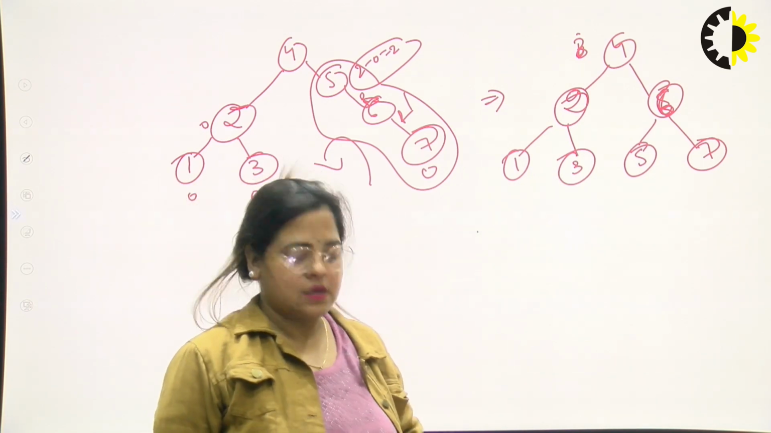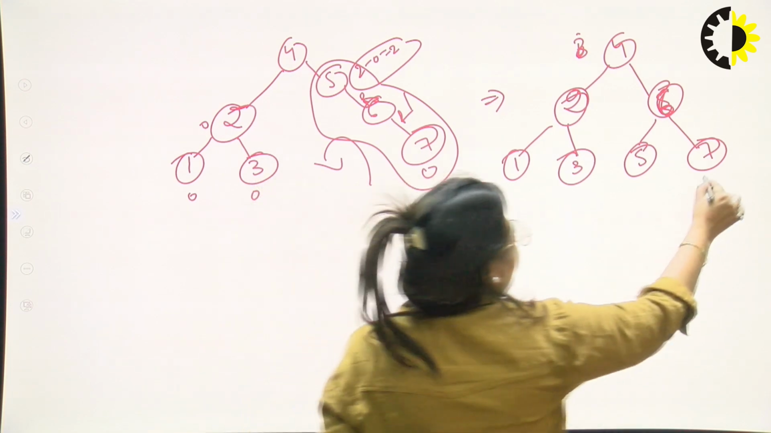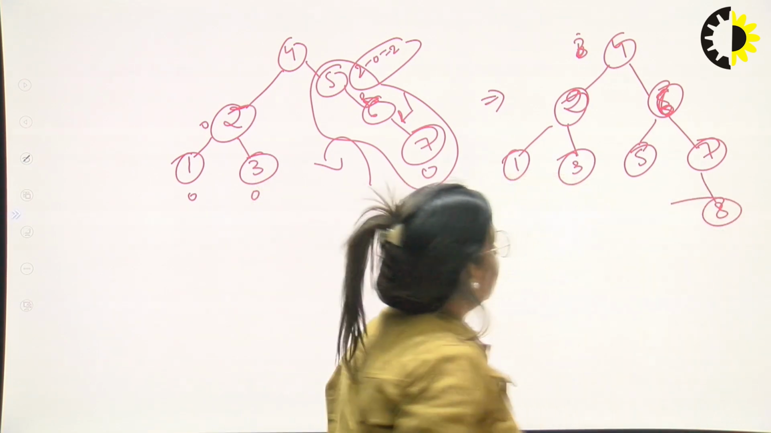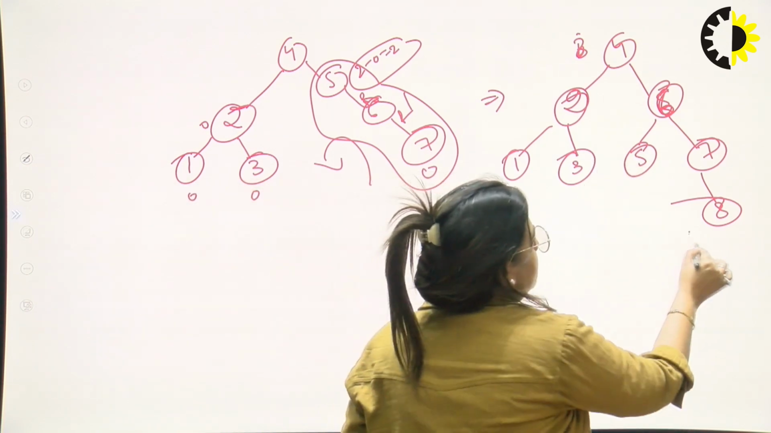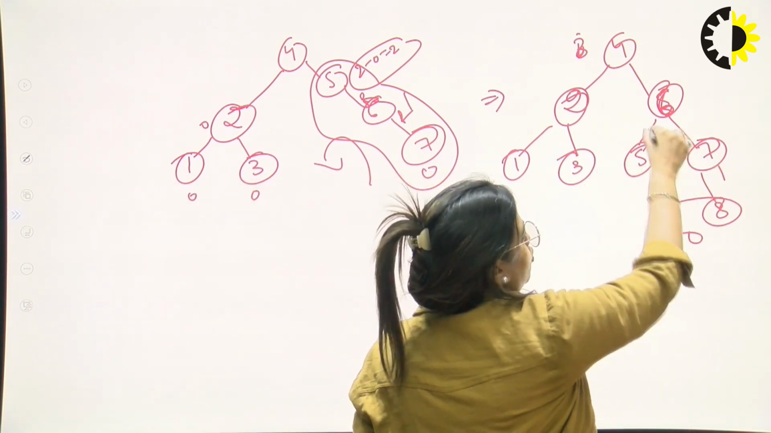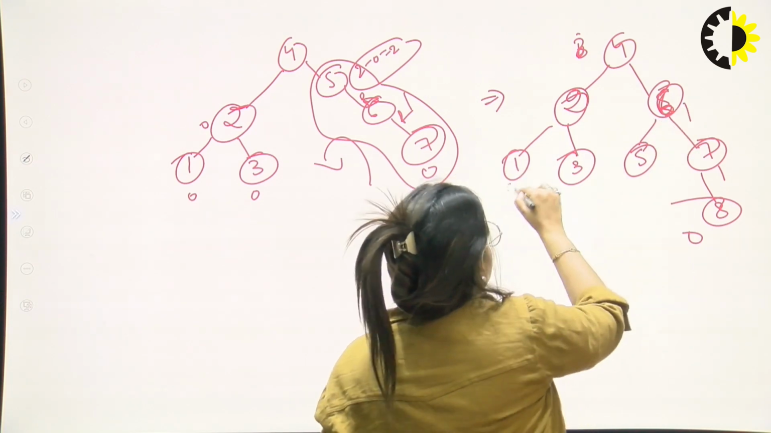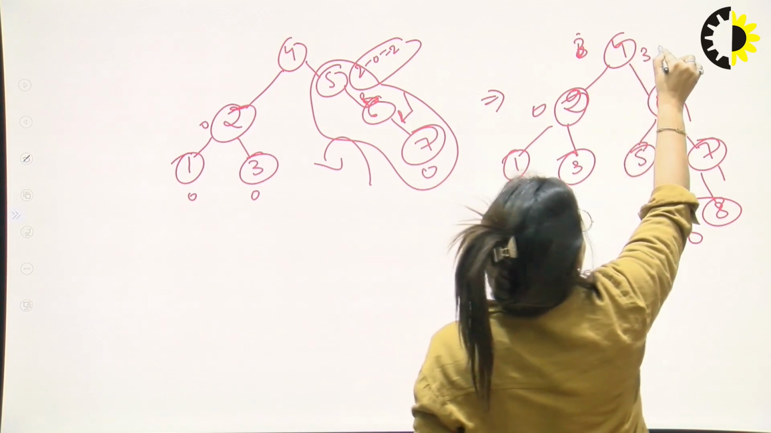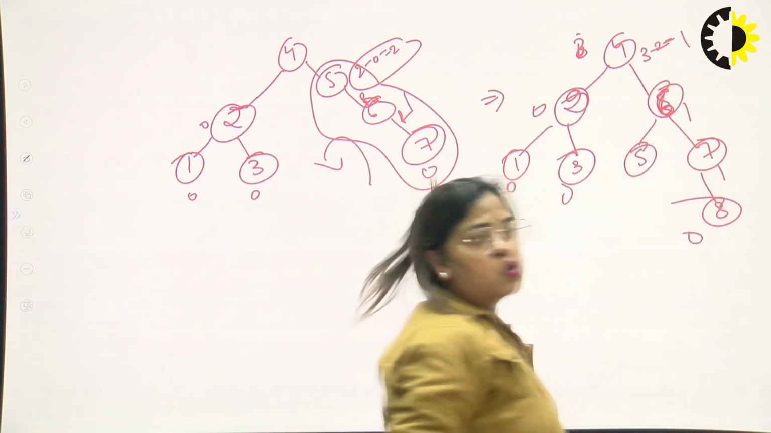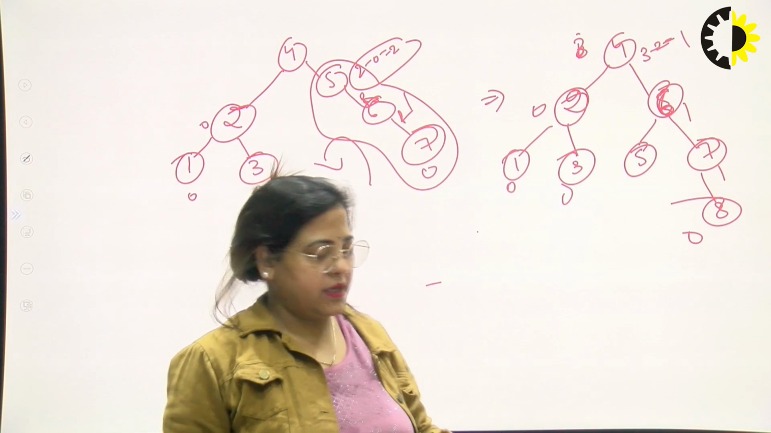Now comes the next number, 8. Where does 8 come? Here. Okay. According to 8, now check again balance factor: 0, 1, 2 minus 1, it is 1, 0, 0, 0, 3. So 3 minus 2 equal to 1. So there is no need for any kind of rotation.